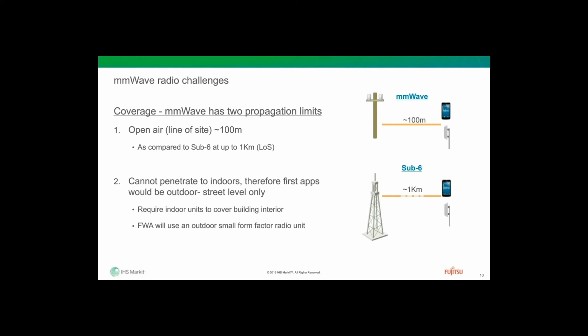The millimeter wave band offers a significant capacity increase for new 5G services. But with this high capacity and high frequencies come limitations to its coverage area. Millimeter wave has 2 propagation limits associated with its operation. The first is open air or line of sight coverage limited to around 100 meters. Contrast this to the sub-6 gigahertz radio band that has around 1 kilometer of open air range.